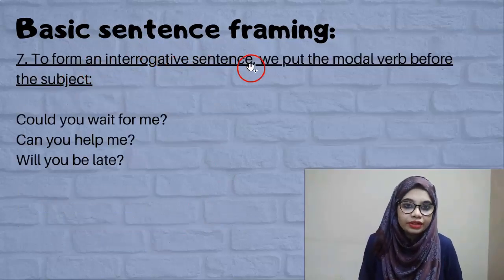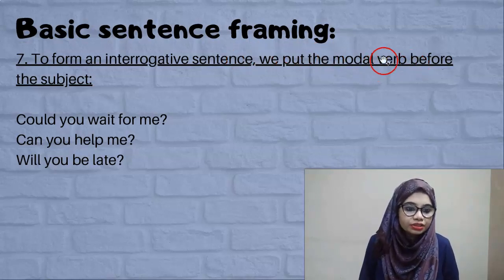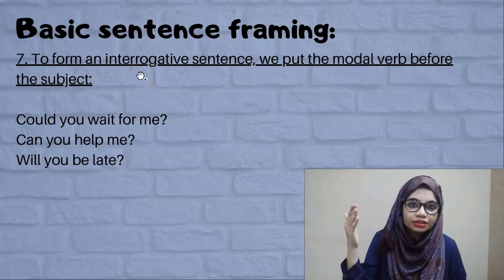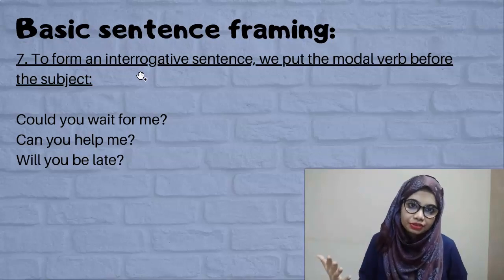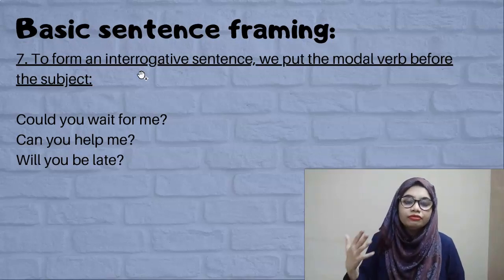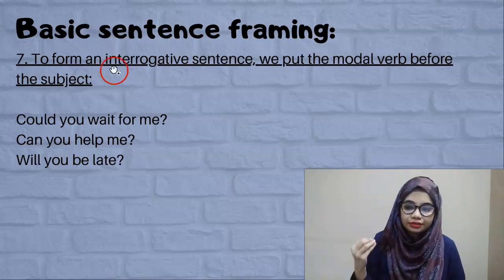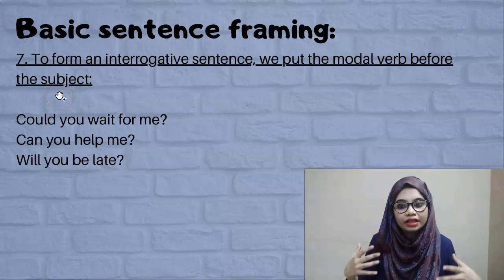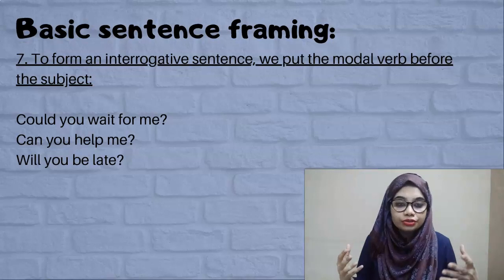To form an interrogative sentence means to ask a question. We put the modal verb before the subject. Now, what is a subject? A subject is a person or a non-living thing or an animal that does some action. So, in order to form an interrogative sentence using a modal verb, we first need to put the modal verb and then we need to use the subject. Could you wait for me? This is like a very humble request, a very polite request. Could you wait for me?